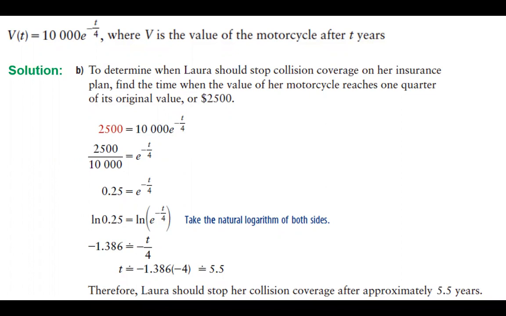To simplify this equation gives us 0.25 equals e to the power of negative t over 4, which means we can find the natural logarithm of both sides, right? So ln 0.25 equals ln e to the negative t over 4. That means we can solve t is approximately 5.5. Therefore, we know Laura should stop her collision coverage after approximately 5.5 years.